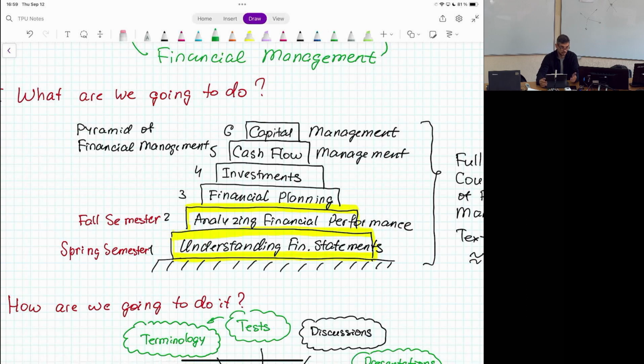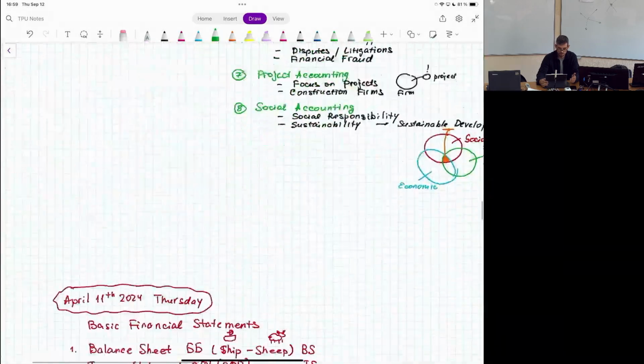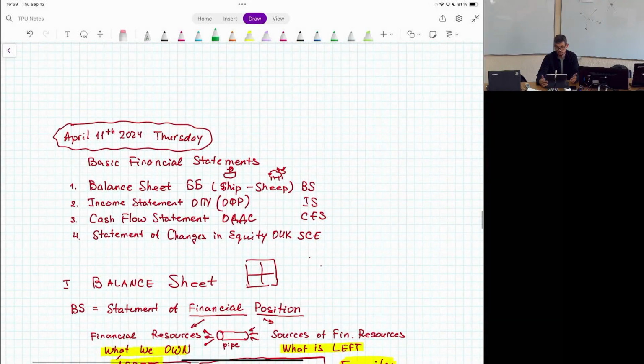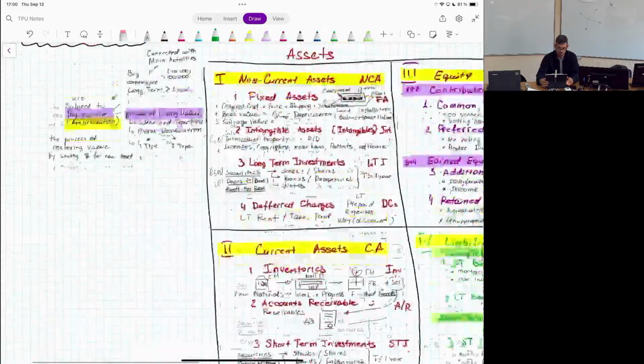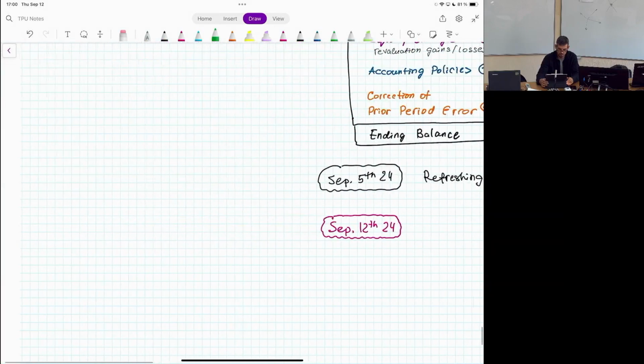This is our plan for this semester. So, what are we going to do? Now we know the four financial statements: balance sheet, income statement, cash flow statement, and statement of changes in equity. So, financial analysis is often based on analyzing these financial statements. Okay? So, how should we begin now?